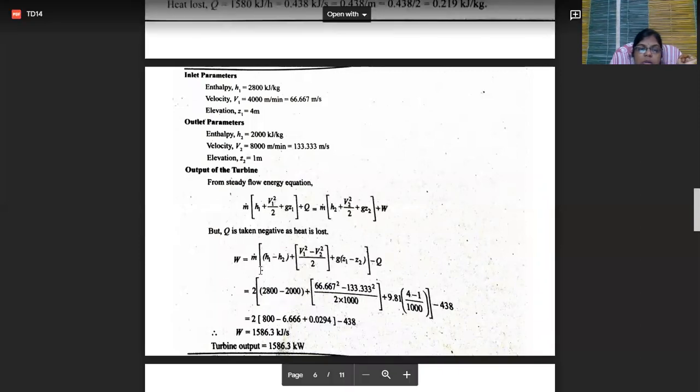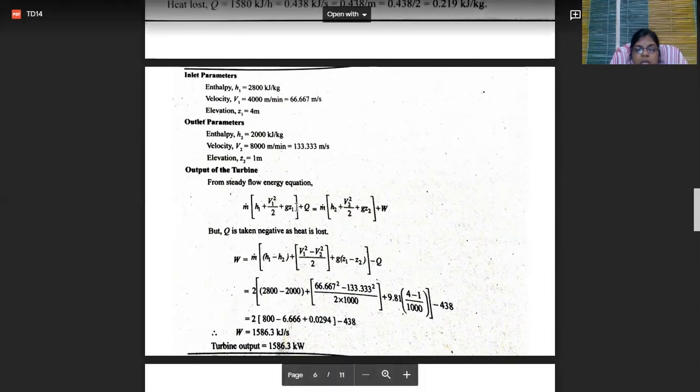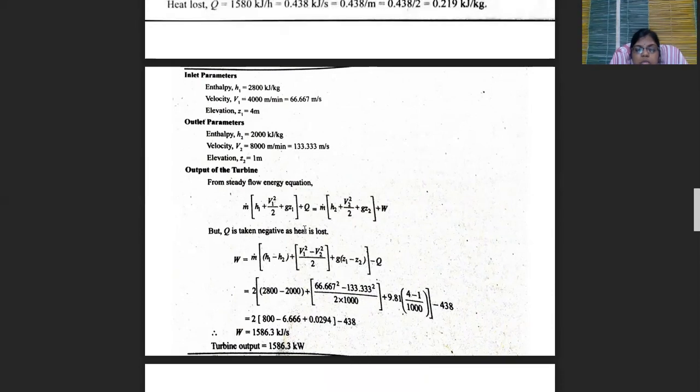Okay, so W is equal to, taking m dot common in both terms, m dot into h1 minus h2 plus (v1 square minus v2 square) by 2 plus g into (z1 minus z2) minus q. Here q is positive, but we take it as negative because heat is lost.